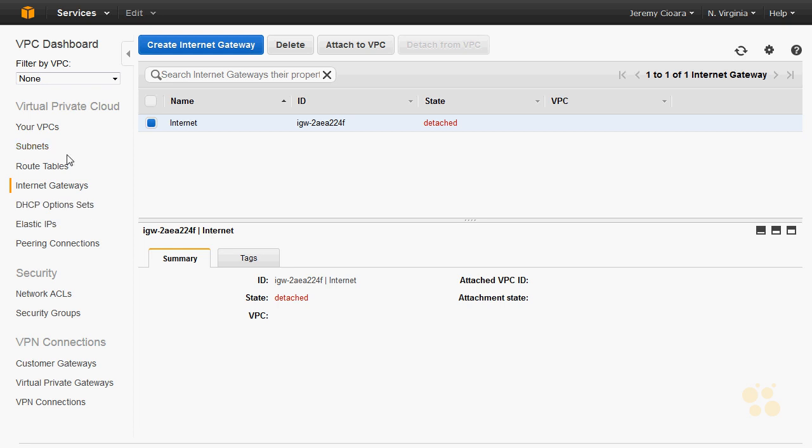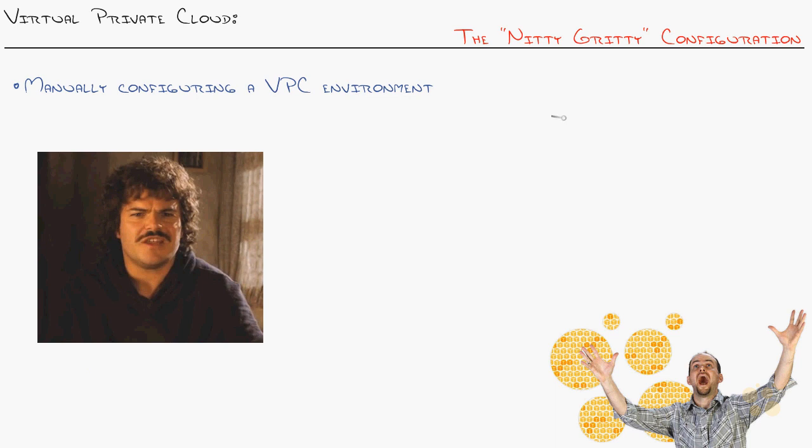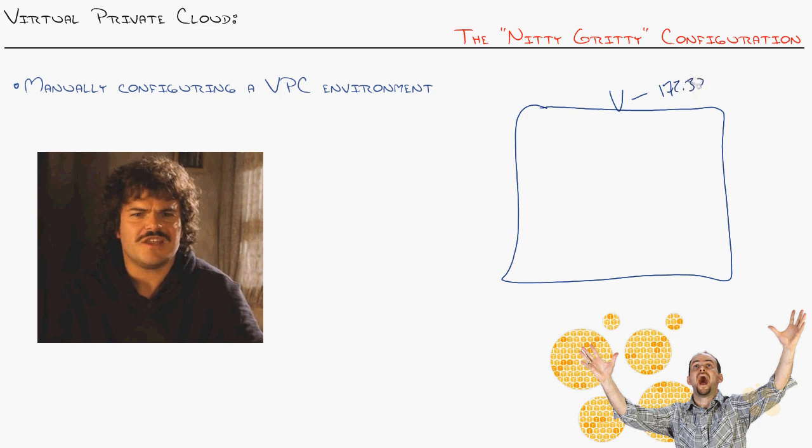Now, let's talk about the routing tables. So right now, let's just draw a quick diagram over here. We've got the Virginia region and the VPC we've called Virginia, 172.30.0.0/16 as the master subnet. And inside of there, we've created two subnets, subnet 1 and subnet 2, 172.30.1.0/24 and 172.30.2.0/24. Now we need to connect.